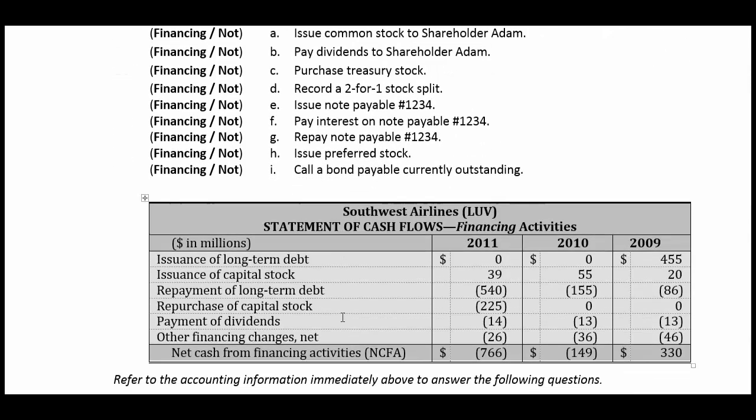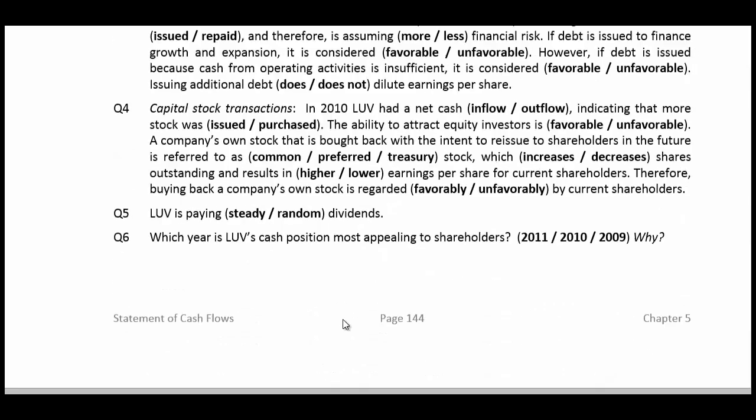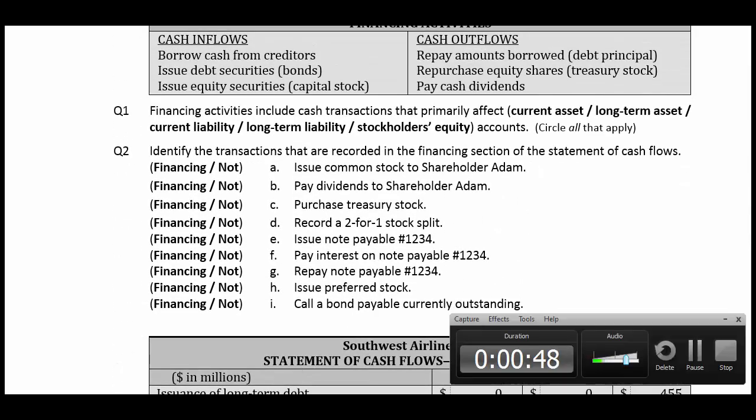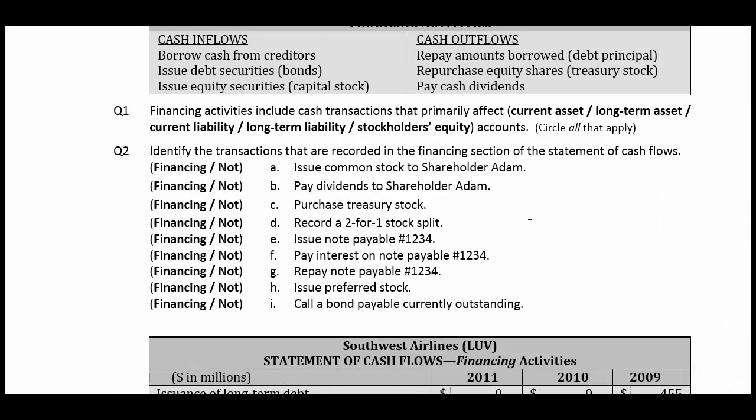Take a second right now and try out these 6 questions. These are all about Southwest Airlines. So financing activities include cash transactions that primarily affect which accounts? Long-term liabilities and stockholders' equity accounts.